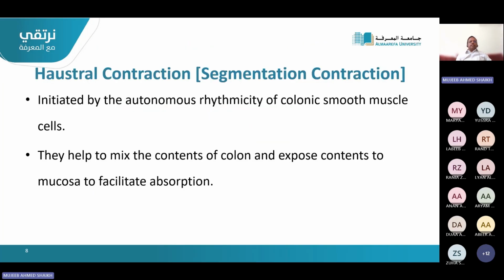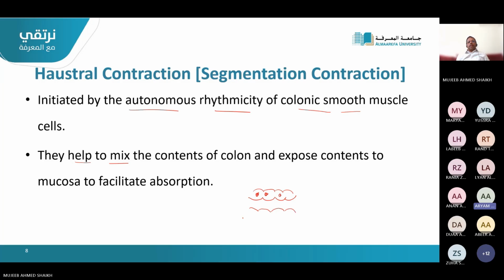Haustral contractions are initiated by the autonomous rhythmicity of the colonic smooth muscle cells, the same as the basic electrical rhythm in the small intestine. Here also there are rhythmic cells which will cause the contraction of the smooth muscles and divide it into different segments or haustra. What is the use? It will help to mix the content. As I told you in the last lecture, by making these segments, you are mixing the food which is here, here, and here. In the next moment, it will be like this.